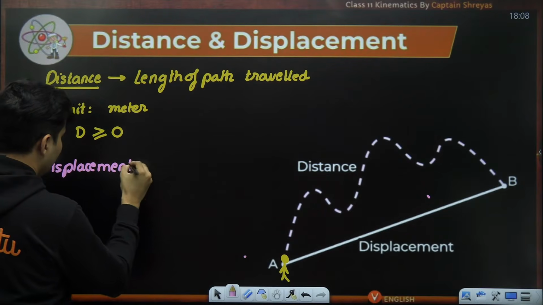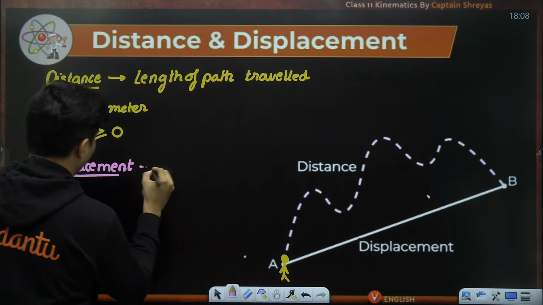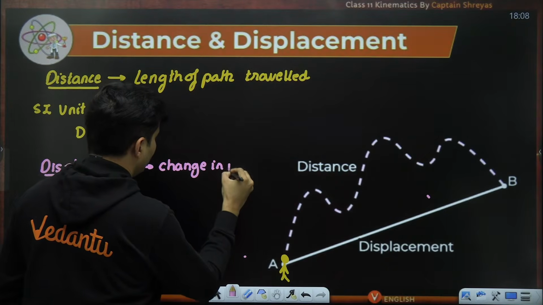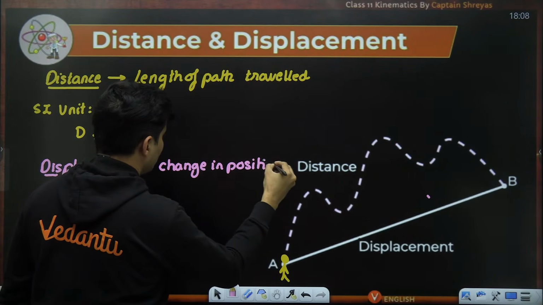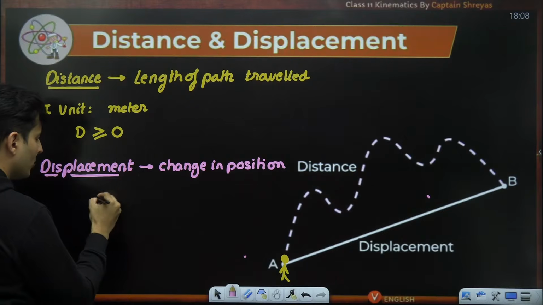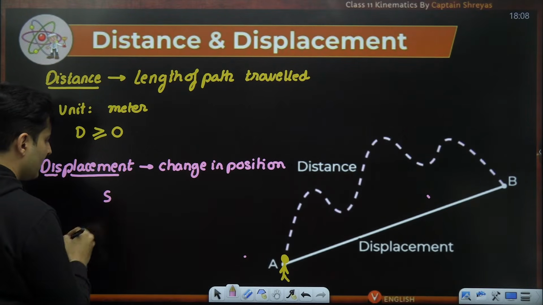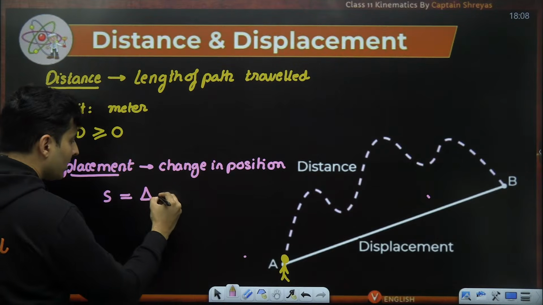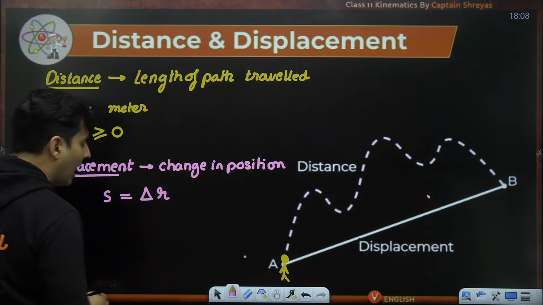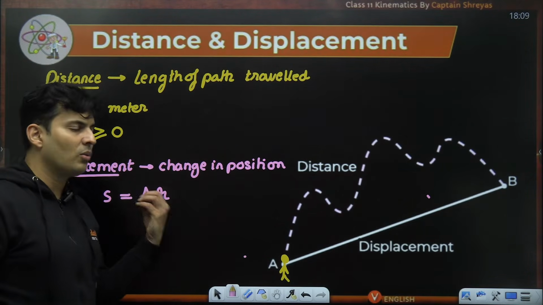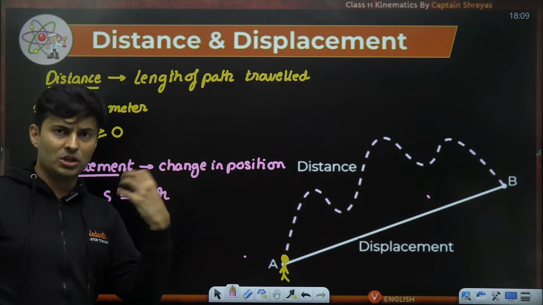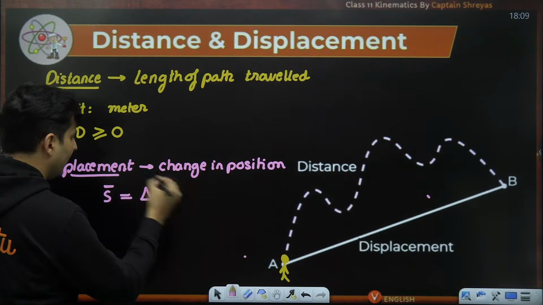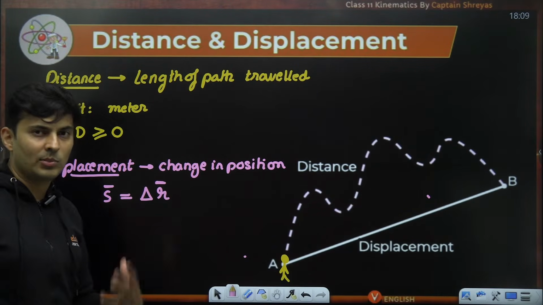Displacement is nothing but the change in position. The usual symbol for displacement is S, and since it is a change, we use the symbol delta. The symbol for position is usually R. R can be the X coordinate, Y coordinate, Z coordinate, or a combination of multiple coordinates. But this is a vector, so I'll put a bar over it. Remember, we have learned this in the chapter on vectors.